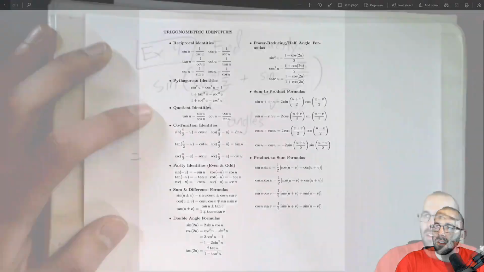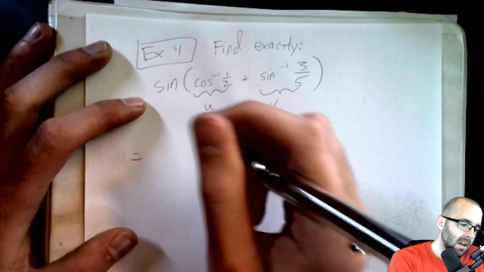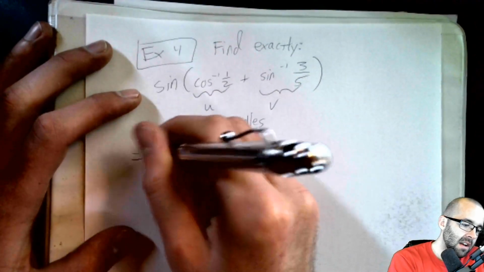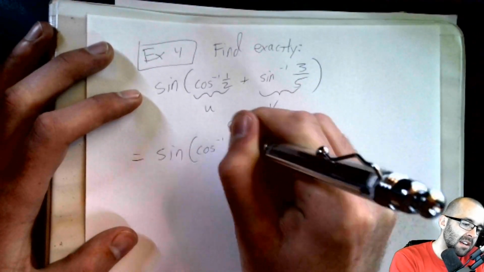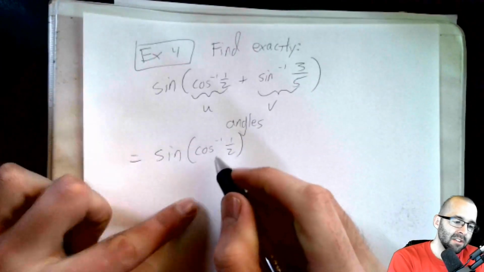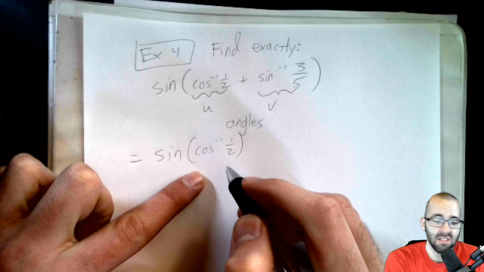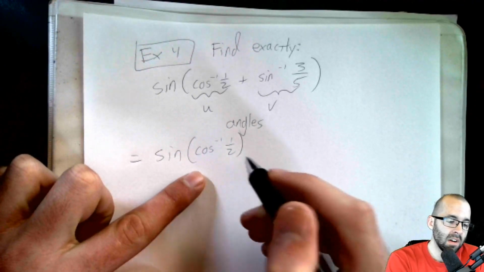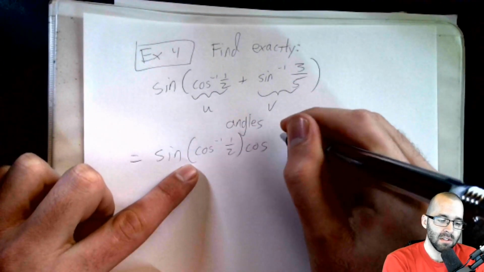All right. So here we go. We're going to have sine of inverse cosine of 1/2. This is the first angle, right? And if it helps you with U's and V's, go for it. All right. Sine of the first angle, cosine of the second angle.